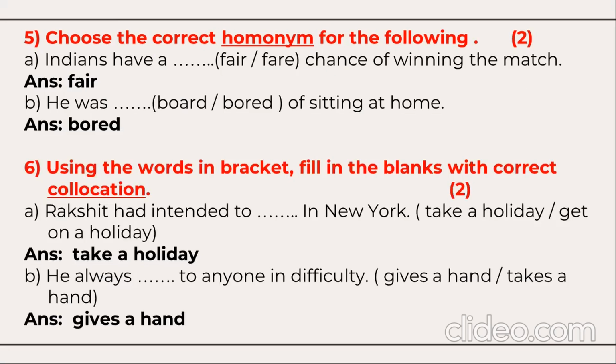Next, collocation. Take a holiday or get a holiday. The answer is take a holiday. Rakshit had intended to take a holiday in New York. Next, gives a hand, takes a hand. He always gives a hand to anyone in difficulty. There are 4 collocations for 2 marks.